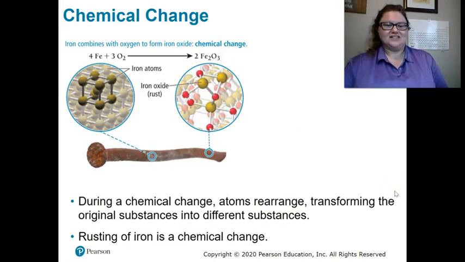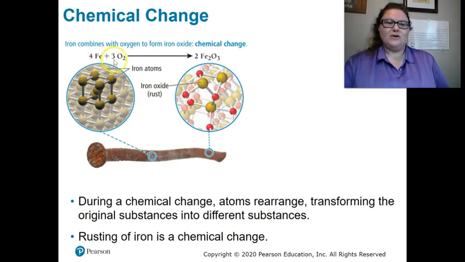Okay, a chemical change is when you are changing the chemical. You're going from one chemical to a completely different one in some type of reaction. Now let's take a look at this. So we have an iron nail. We all know that iron will rust. Rust is a chemical reaction. So well, let's look at this reaction here.